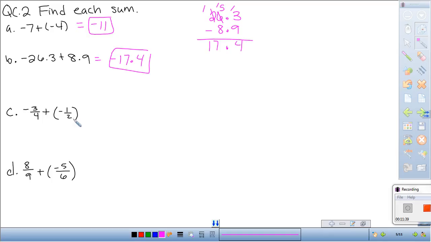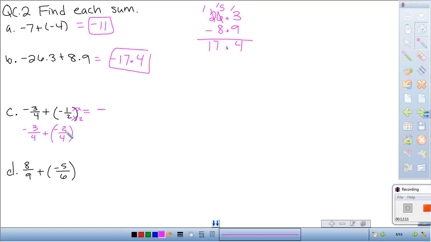On C, now we have to add fractions together. So we know even if these were both positive, we'd have to have a least common denominator before we could add these together. But let's focus on the negatives real quick, and then we'll do that. They have the same signs. They're both negative, so I know my answer is going to be negative. And now I'll find my least common denominator of 4 and 2, which is 4. So I'm leaving this fraction alone. Negative 3/4 plus this fraction I'm multiplying times 2, so it's negative 2/4. And we add them together.